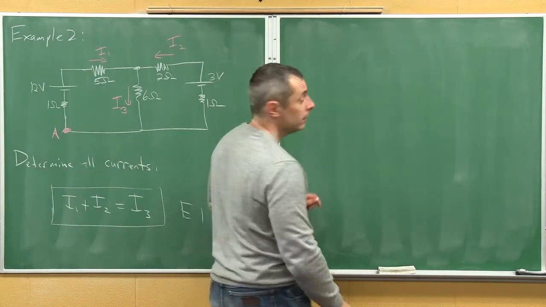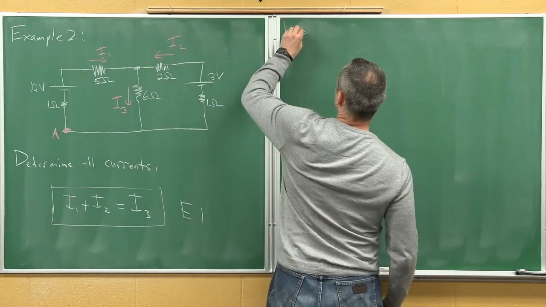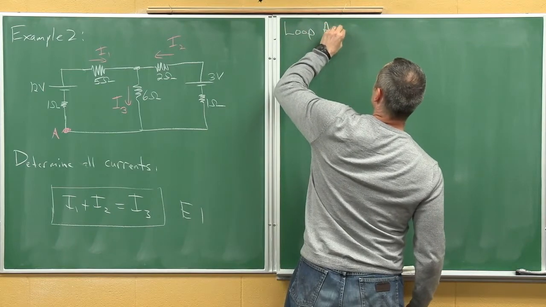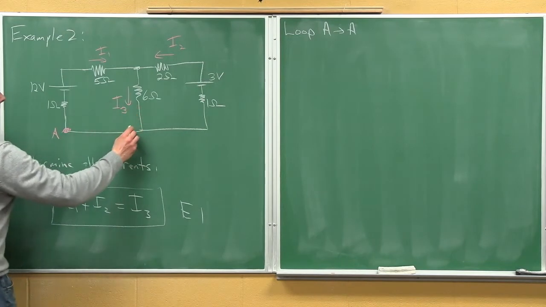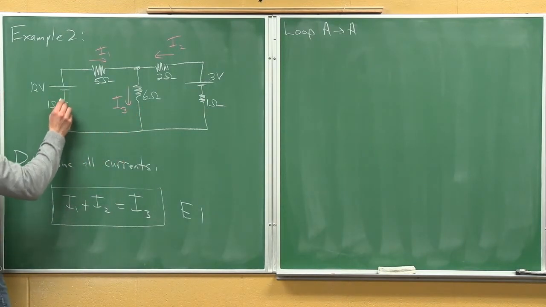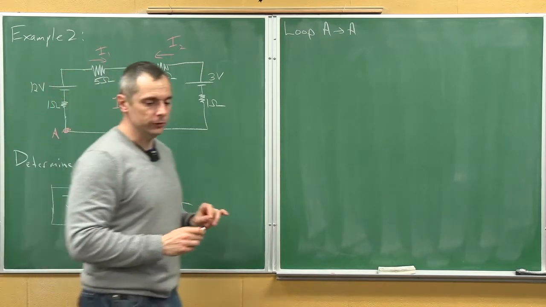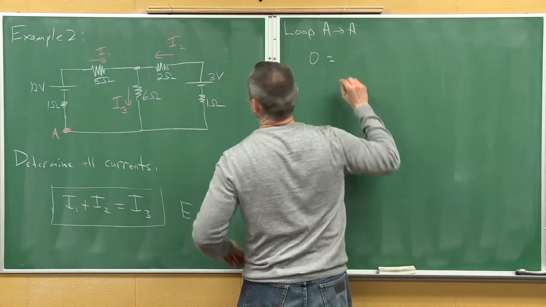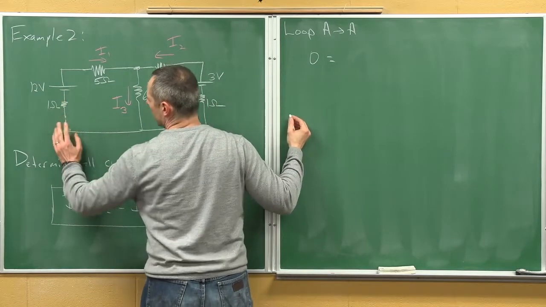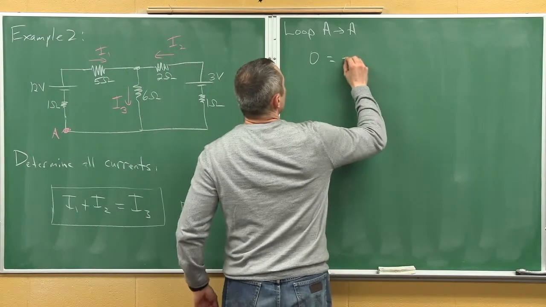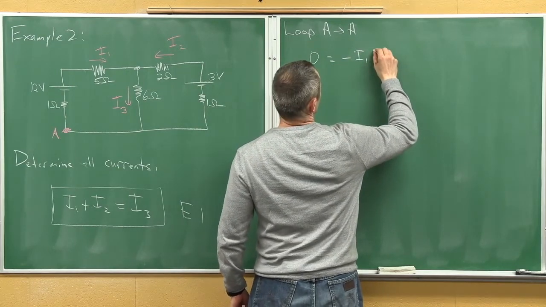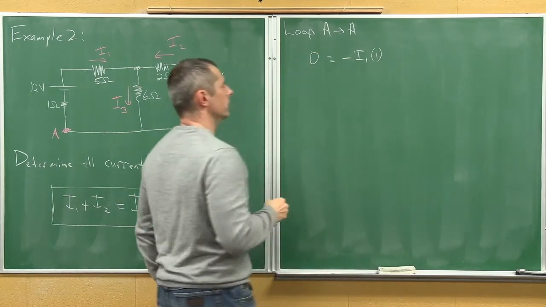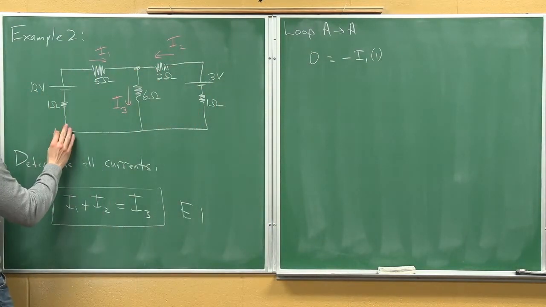So loop A to A. So the ant goes in the direction of the current through this resistor, high volts to low volts. And it's going to sum up all those voltages and get 0 as an answer. So it goes minus IR through the resistor in the direction of the current. I'm going to actually leave the units off here because then it's going to get pretty confusing with all the units. So why is it I1?